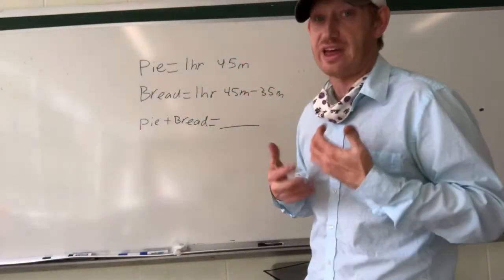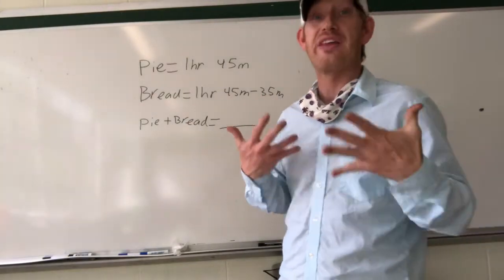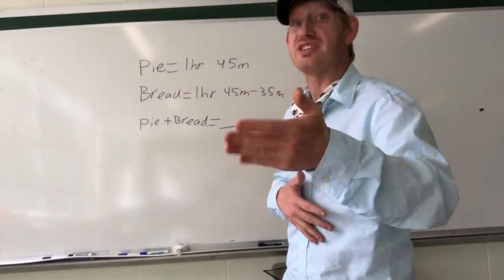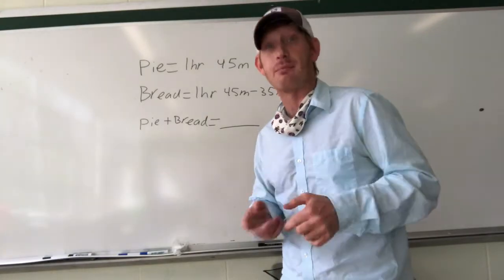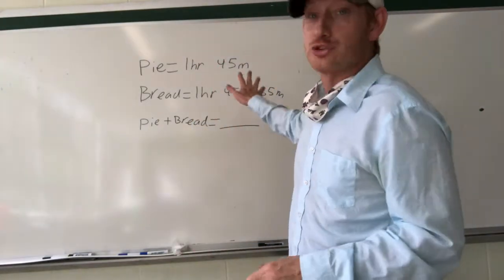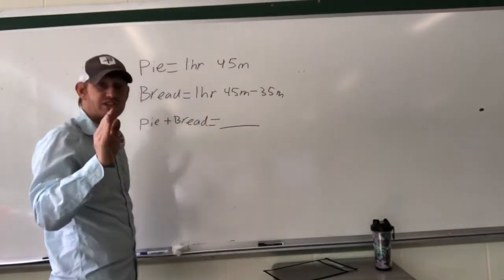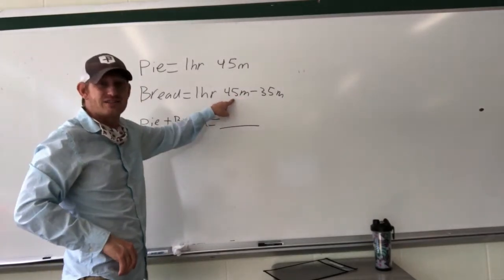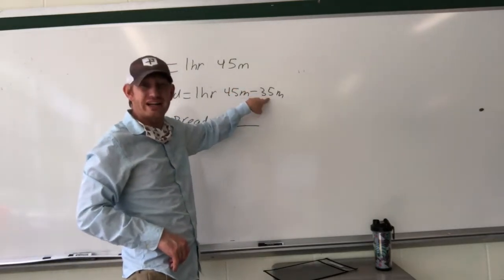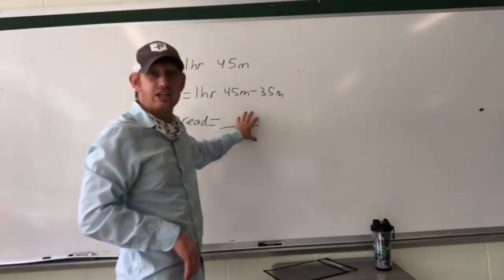I'll be right back. So now I've taken our really important parts of that question and I've put it on the board in a way that I can easily understand it and solve it easily. If you need to use a tape diagram or some other tool, that's totally cool. I showed you how to do a tape diagram when we were reading the problem. So what I have here is our pie takes 1 hour and 45 minutes to bake. Our bread takes 1 hour and 45 minutes minus 35 minutes to bake, and then our pie plus our bread is going to be our final answer.